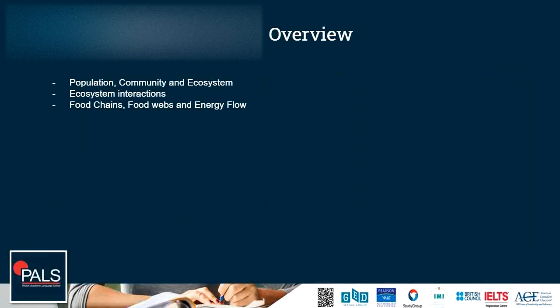We will look at population, community, and ecosystem, the definitions of these three terms, because we will need them for the rest of this presentation about ecosystem interactions, food webs and food chains, and the energy flow through ecosystems. So first of all, a couple of definitions.